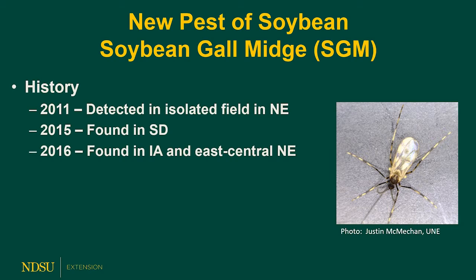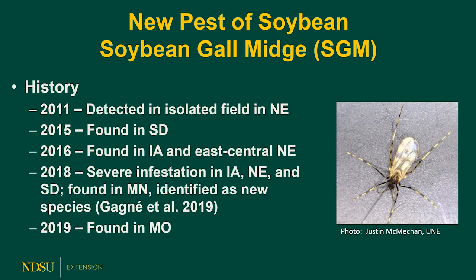A little bit of background on soybean gall midge. It was first detected in Nebraska in 2011. It was not a pest problem then, it was just in a few isolated fields. In 2015, it was found in South Dakota, 2016 in Iowa, and also the range expanded in east central Nebraska. In 2018, severe infestations were found in Iowa, Nebraska, and South Dakota, and the first detection was found in Minnesota.